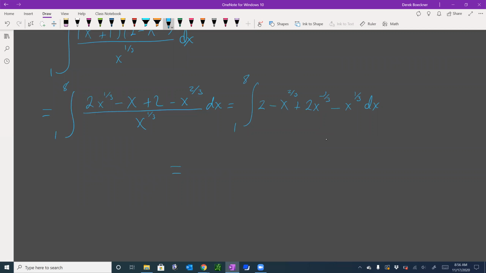I can take antiderivatives, so it's going to be a 2x. I'm going to increase the exponent by 1, so that's going to be a 5/3, divide by the new exponent. I got 2 times x^(-1/3), so that's going to increase the exponent to 2/3, divide by the new exponent. Got a minus, increase the exponent by 1, so that's 4/3, divide by the new exponent. Put my evaluation bar. I'm going to evaluate at x equals 1 and 8.